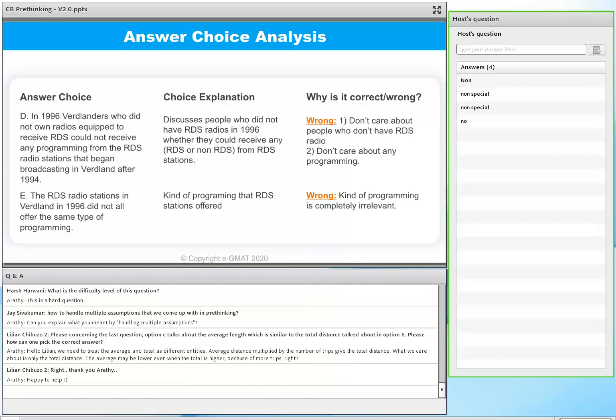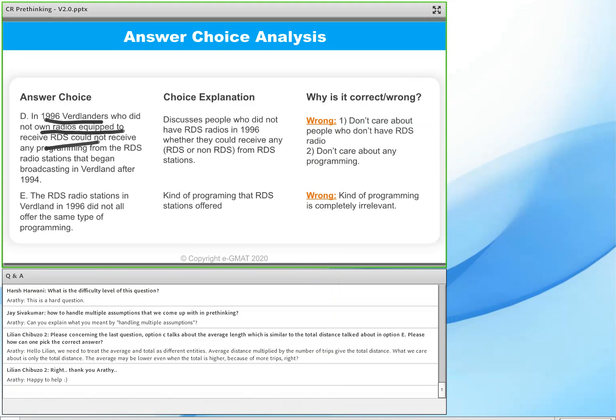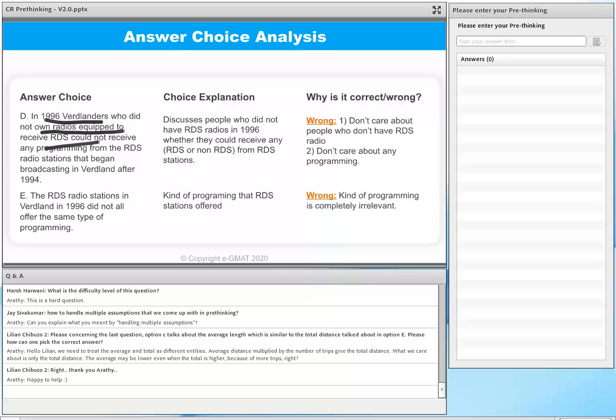Choice D says, in 1996 were there landers who did not own radios to receive RDS programming. Do we care about people who did not own any such radios? Let me bring that poll again. Do we care about those people who don't have the right kind of radios? No, we don't. Could not receive any programming. We don't care about those people. So again, completely irrelevant.